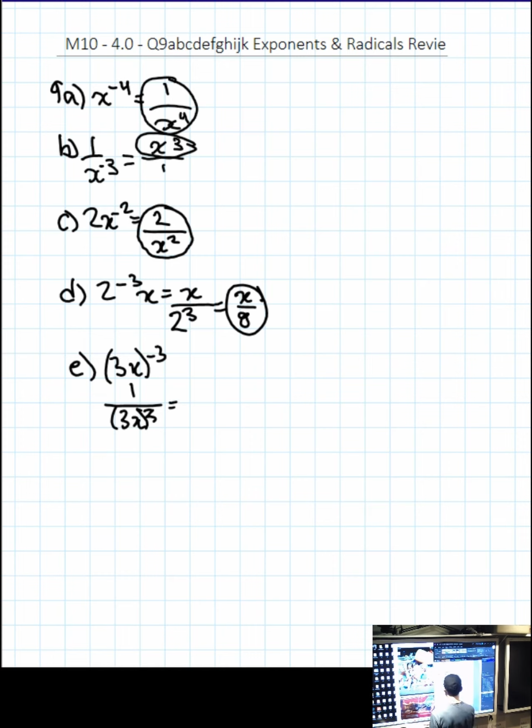This time I'm going to go to the right. Remember, only go to the right if it's a final step. So we have 1 over 3 cubed is 27, and x cubed is x cubed.